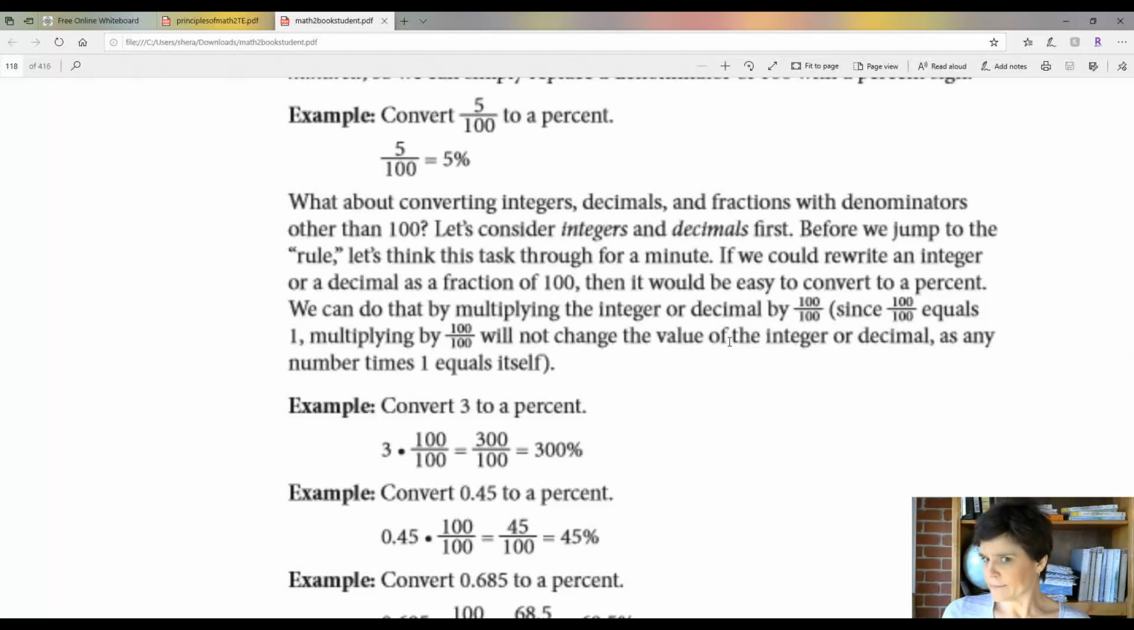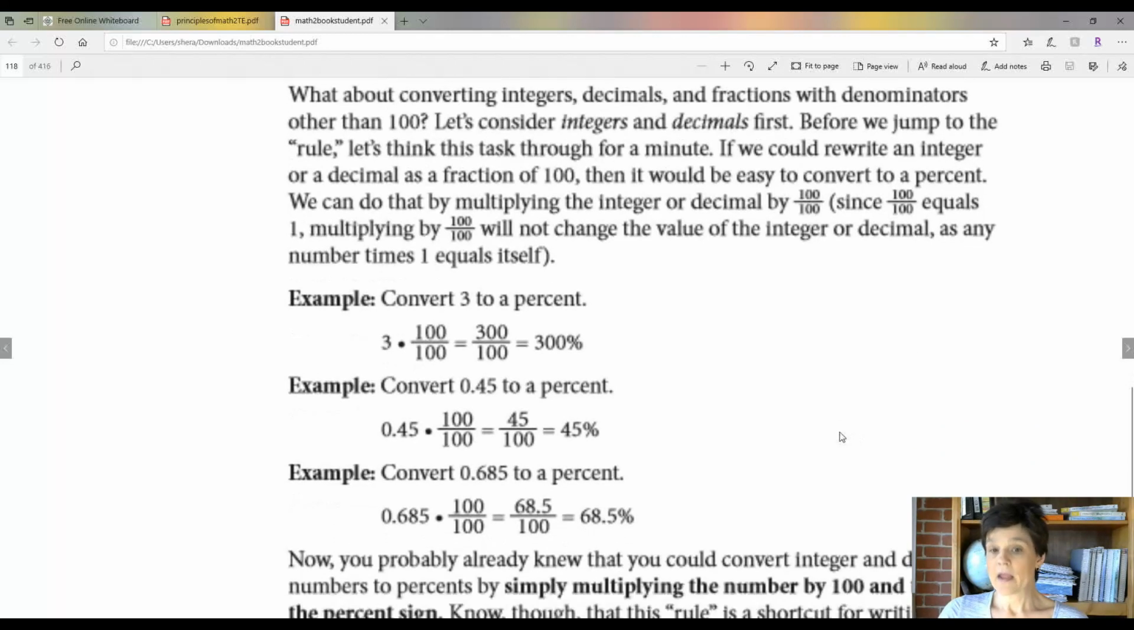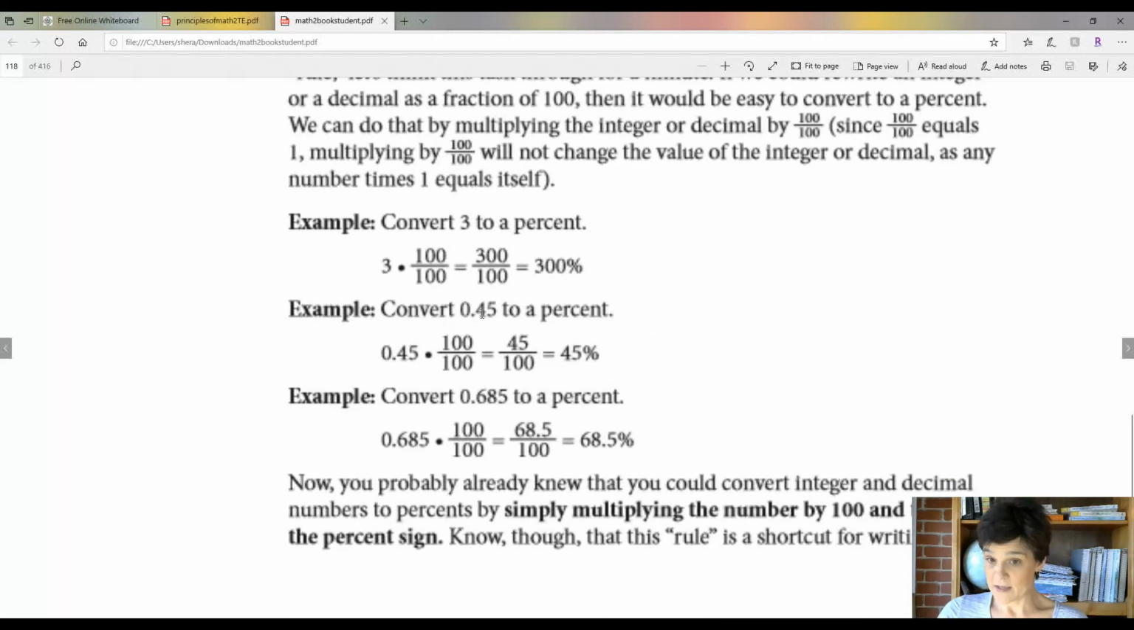It means 1. So convert 3 to a percent. Okay, multiply this by 100 over 100, you get 300 over 100. Because remember, this would be 3 over 1, because that's a whole number. And you just multiply across, you get 300 over 100, that equals 300%. Okay, now we're going to convert this to a percent. Now, when you are converting a decimal back to a percent, you go the opposite direction because you're multiplying by 100.